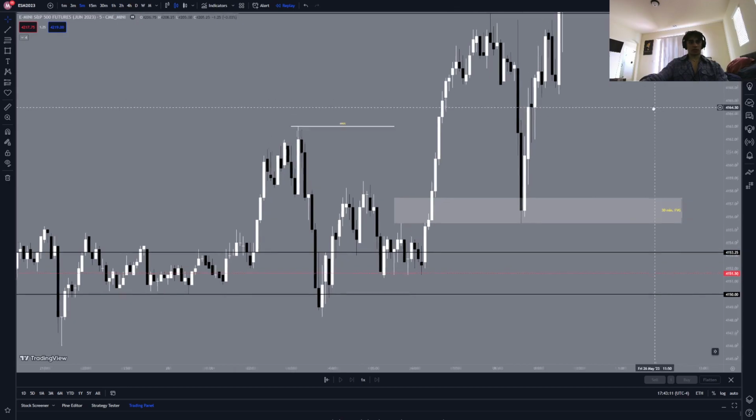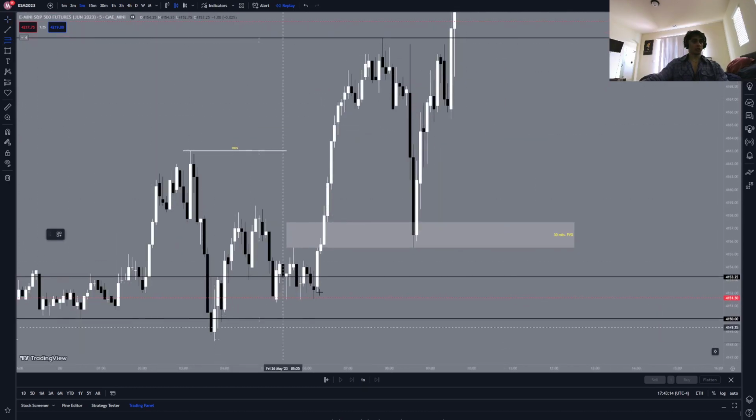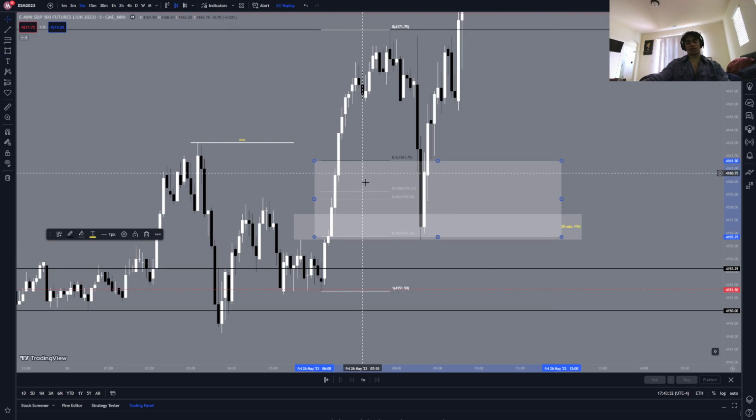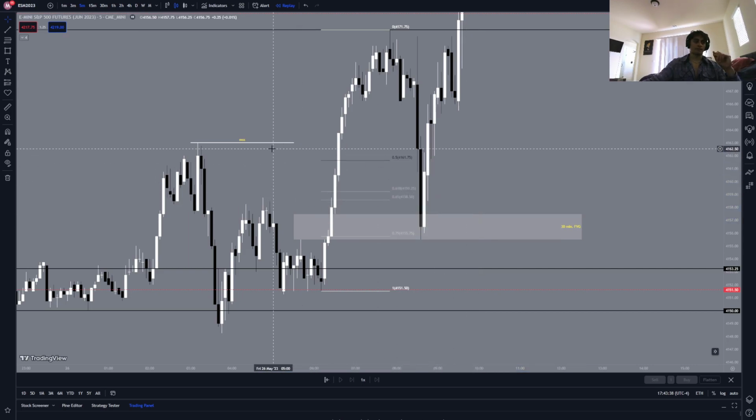Next thing is we're going to take the Fibonacci tool, going from the bottom of the move to the top of the move. You can see that this comes at the 79 fib. Usually for my entries, I'm looking for somewhere between here and here. This is typically the best area you're going to find entries for these kinds of trades.